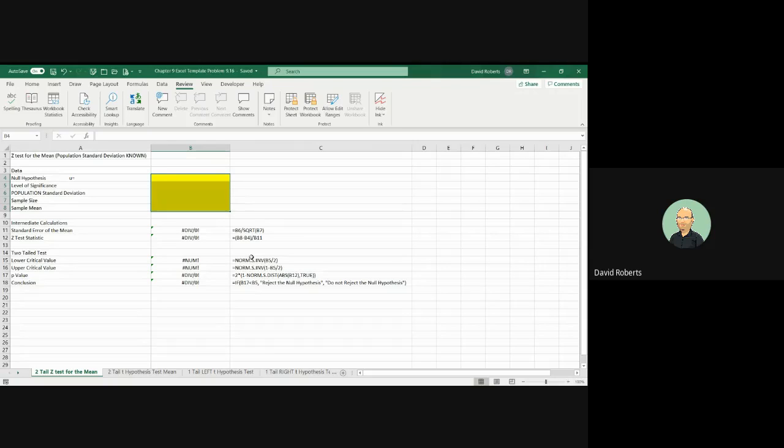So when you read that, if you were to write that, the mean is equal to 1 gallon as the null hypothesis. The mean is not equal to 1 gallon would be the alternate hypothesis. So that means it is a two-tailed test.